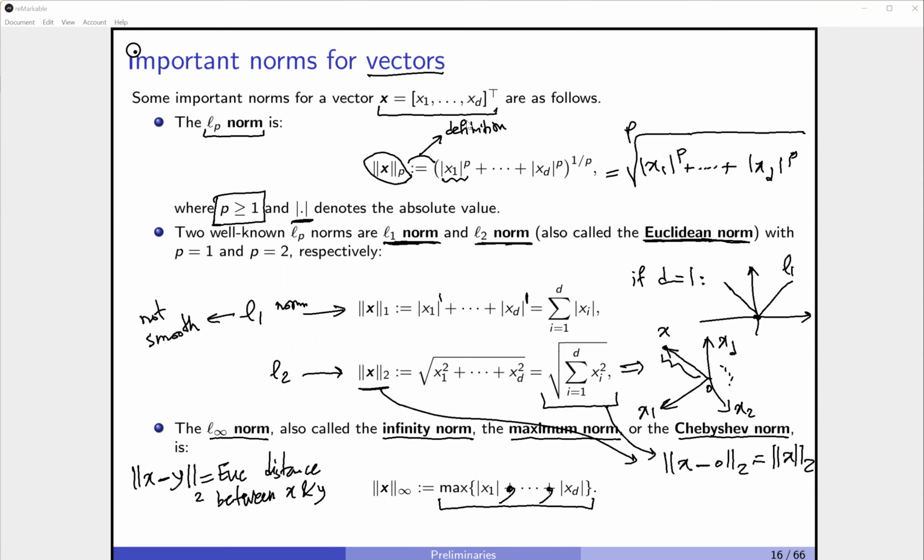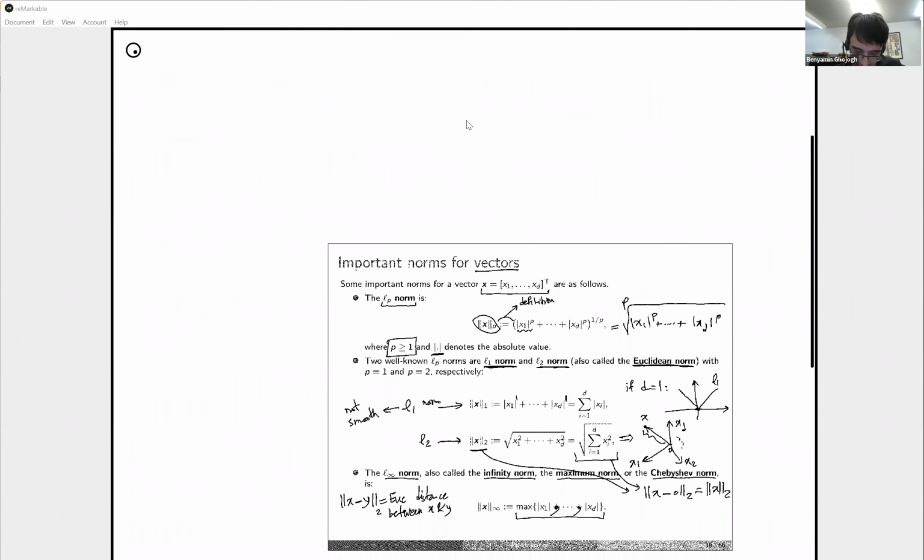Yes. You can also look at the definition of the LP norm above here. You can see that we also have the absolute value of elements. You might be wondering why I haven't put the absolute value in.